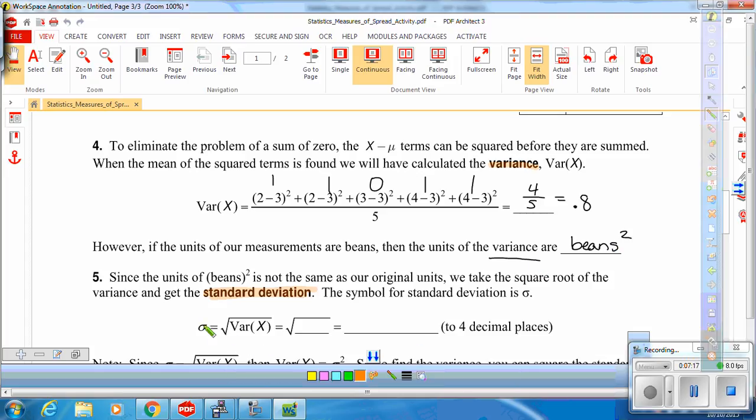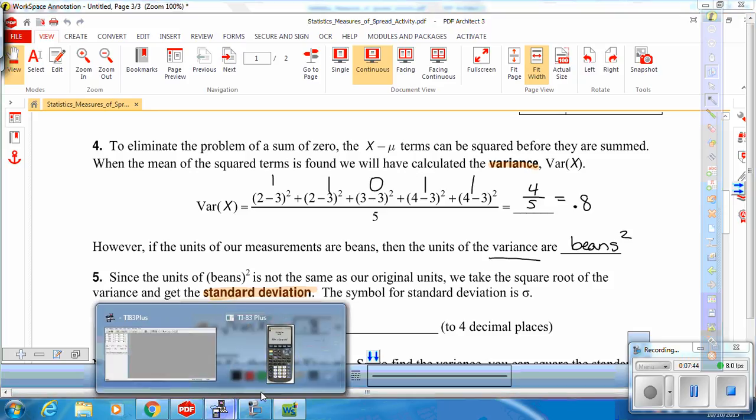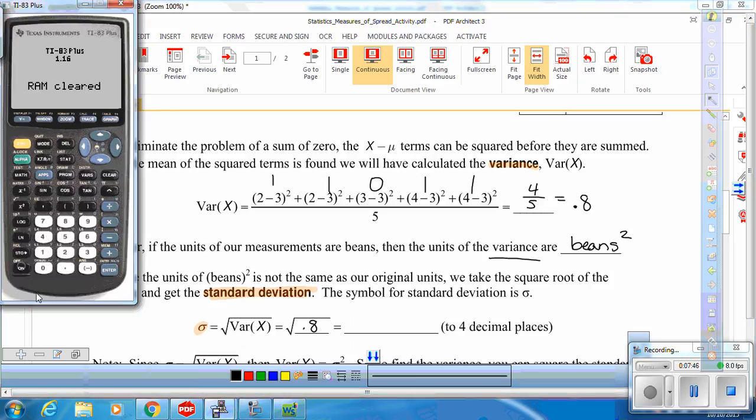We do have a symbol for standard deviation. It is this Greek letter. You're going to see a lot of Greek letters in math. This Greek letter is sigma. It's a lowercase sigma. Who knew there are uppercase and lowercase Greek letters? Okay, so this is the lowercase sigma, and that is the symbol that we use for standard deviation. And all it is is the square root of that variance. So we found that variance, and now we want to find the standard deviation. So we are just going to take the square root of that number.